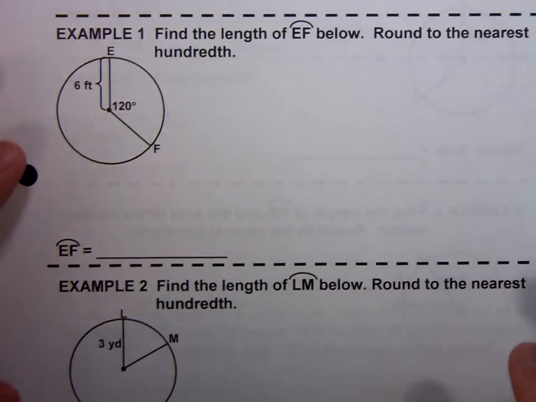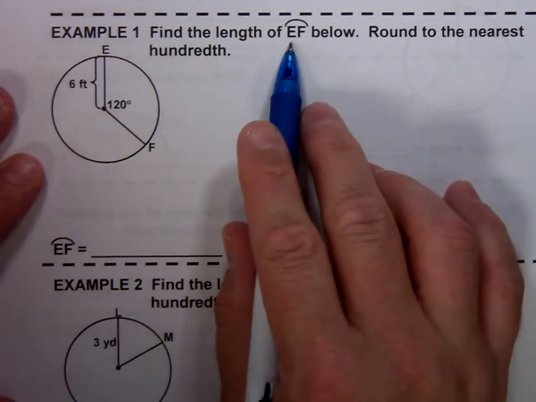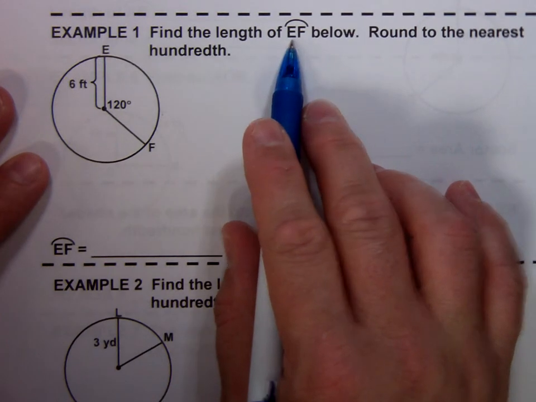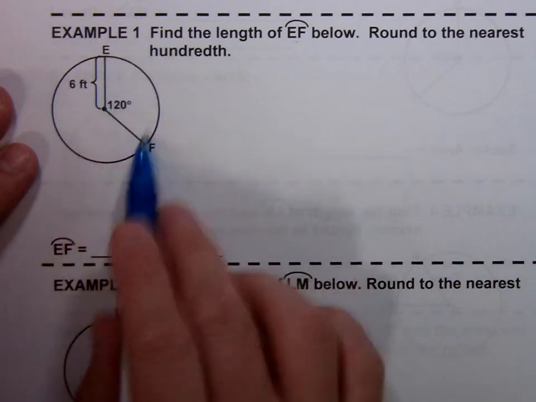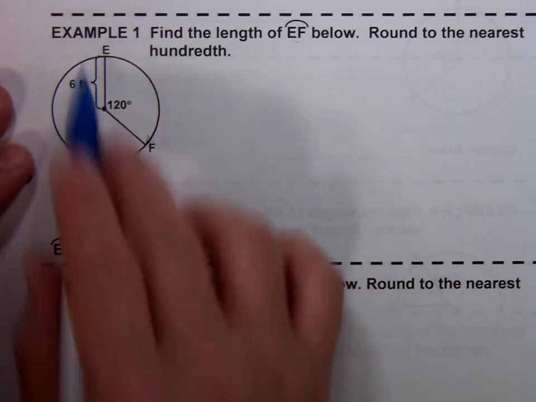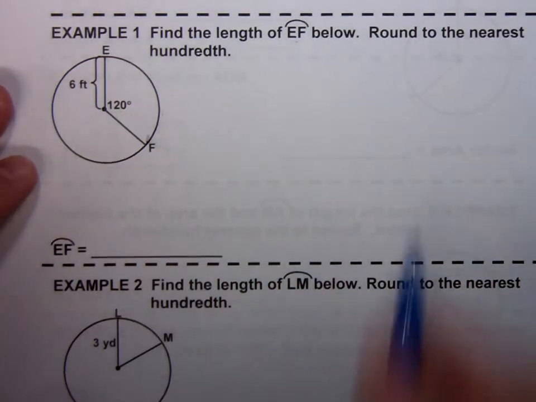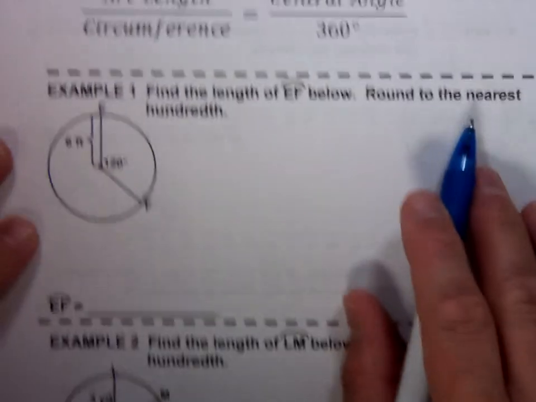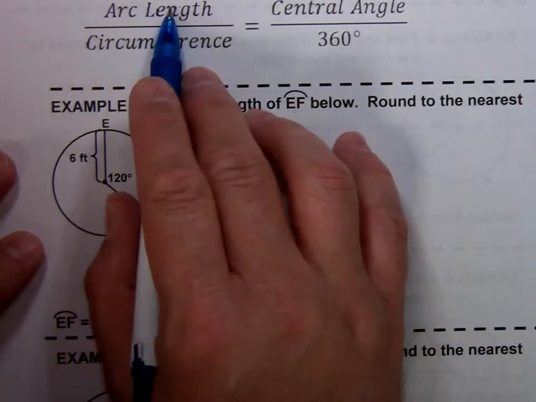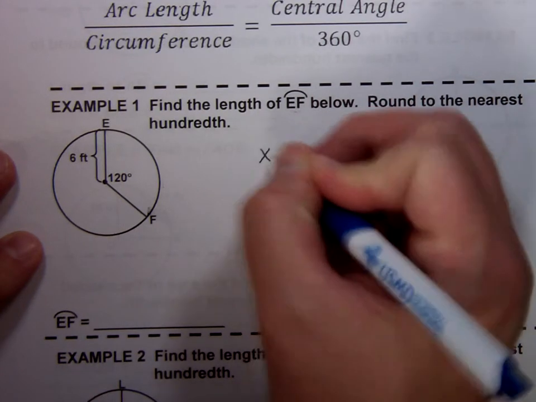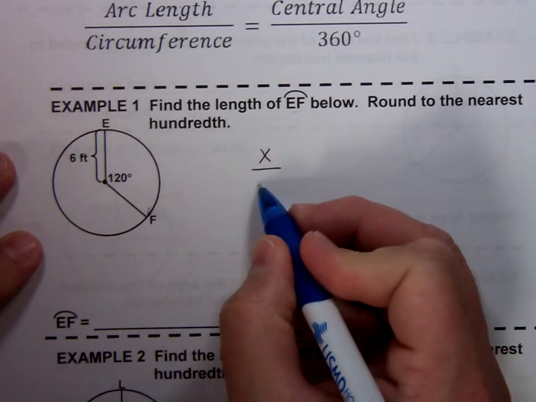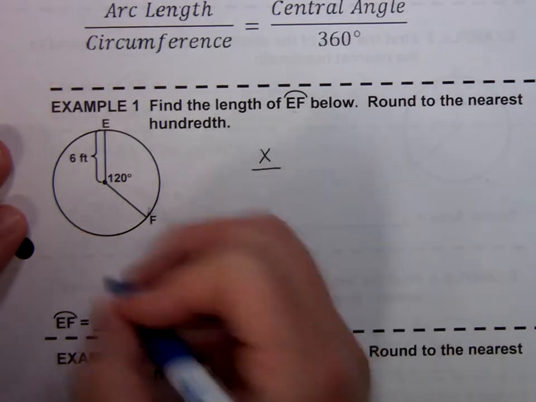All right, so looking at example 1, it says find the length of arc EF below. Now remember, if it's named with 2 points, that's a minor arc, so it's less than 180. So I know we're going the short path from E to F, not the long way. All right, so following this proportion we just talked about, arc length over circumference. I don't know the arc length. I'm trying to find that, so I'm going to use a variable for that. And I don't know the circumference yet, but I can find it.